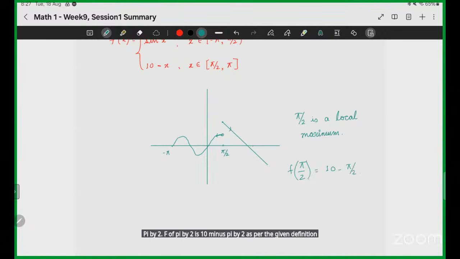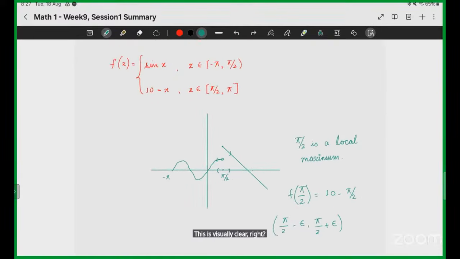And there is a small neighborhood. You can take some small epsilon such that for every point in that small neighborhood, the corresponding function values will always be less than 10 minus pi by 2. This is visually clear, right? You can actually verify it also algebraically. The sine curve will never go more than 1. So that part of the graph will always be lesser than 10 minus pi by 2.